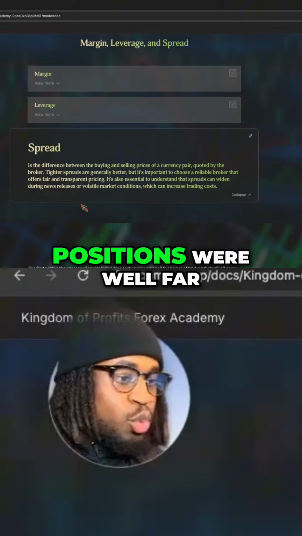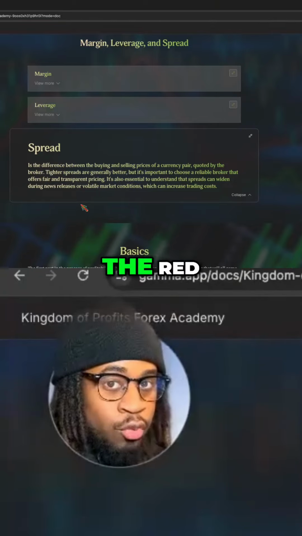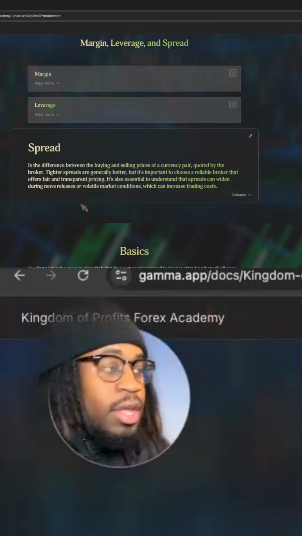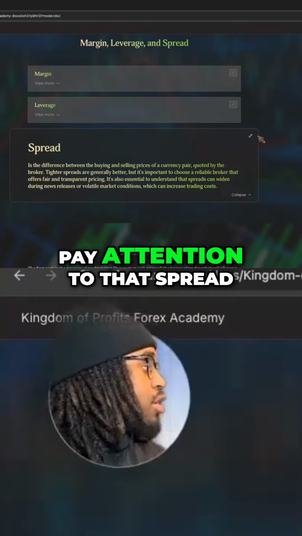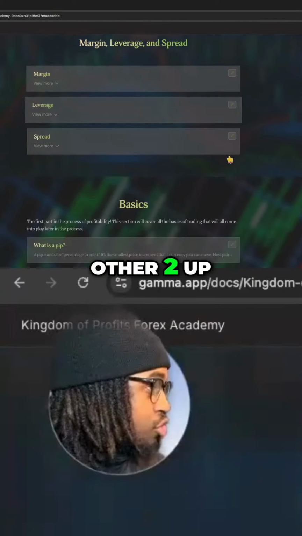So even though my positions were well far away from going in the red, those spreads made it seem like it wasn't so. So it's crucial to pay attention to that spread, as well as these other two up here.